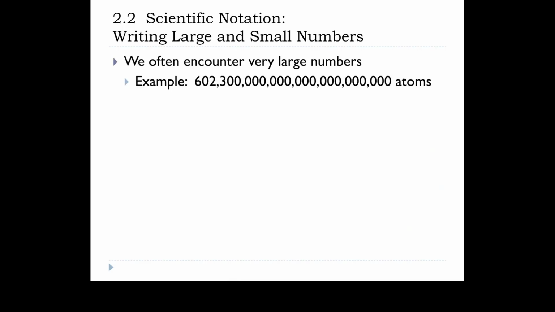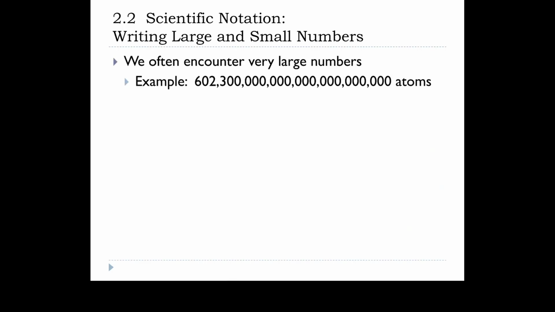So the first thing I want to talk about is the concept of scientific notation. Lots of things in science are either really, really big or really, really small. And when we're trying to keep track of data that's really, really big or really, really small, no one wants to write those things out, right?